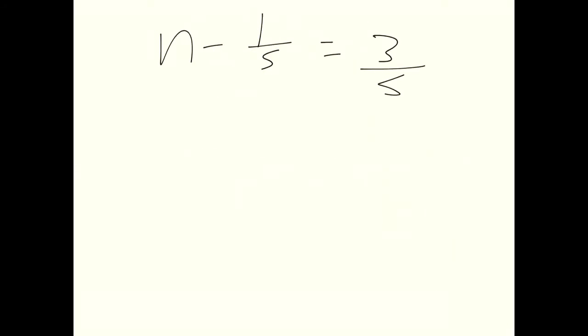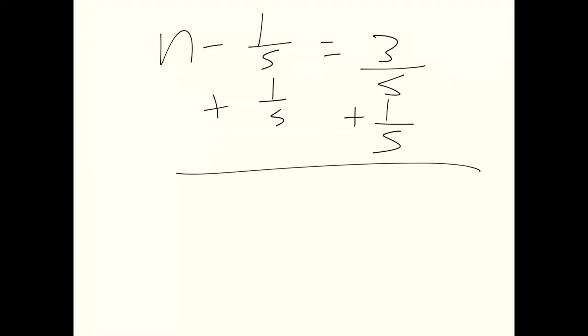When subtracting fractions, you're going to want to add 1/5 on both sides. So you are going to want to bring down the n, and so 3/5 plus 1/5 is 4/5.